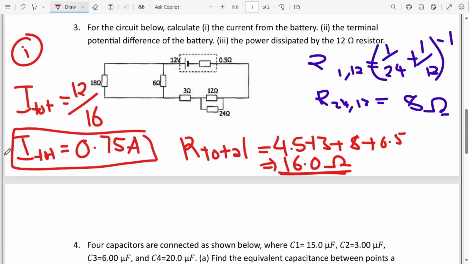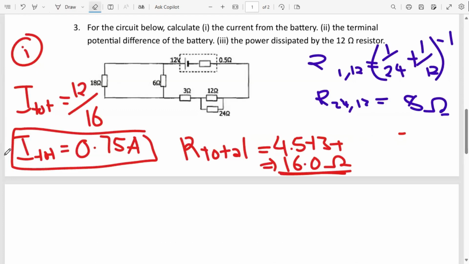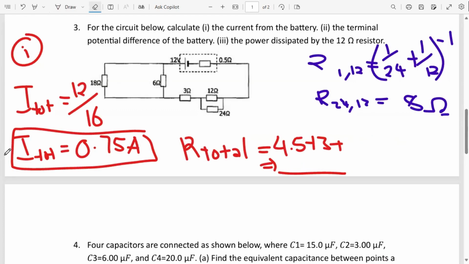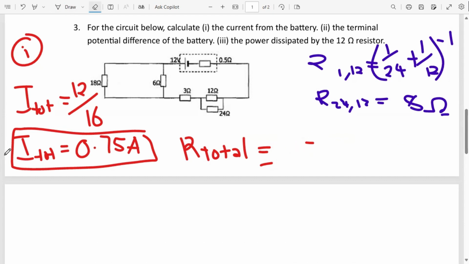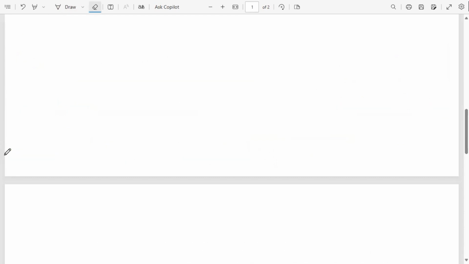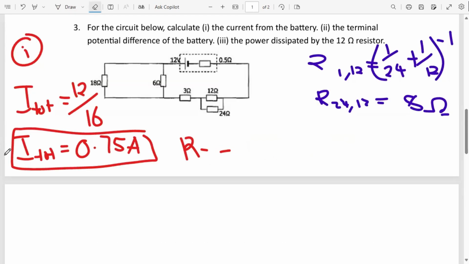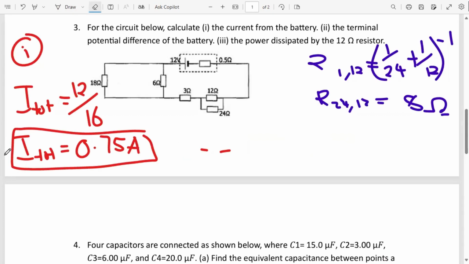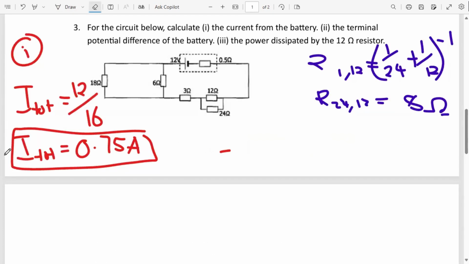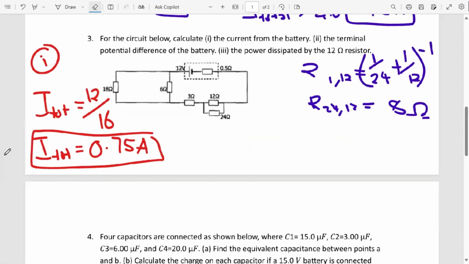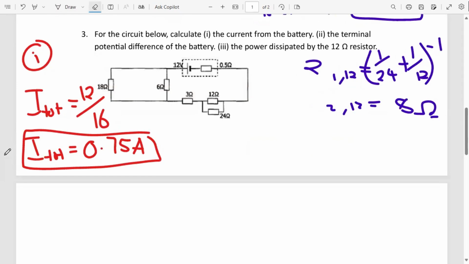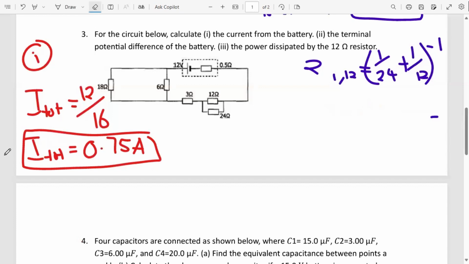Question two is saying we should find the terminal potential difference. So how are we going to calculate it, ladies and gentlemen? This is very simple. The battery is providing an EMF of 12, but this battery has internal resistance. You can tell from the diagram, because there is an internal resistor. The internal resistor has a resistance of 0.5 ohms, which means there is potential difference that is lost within the battery itself.